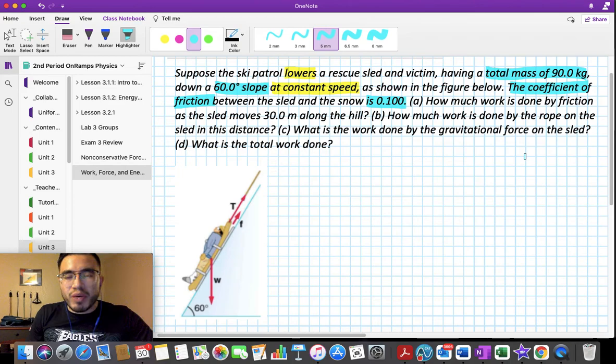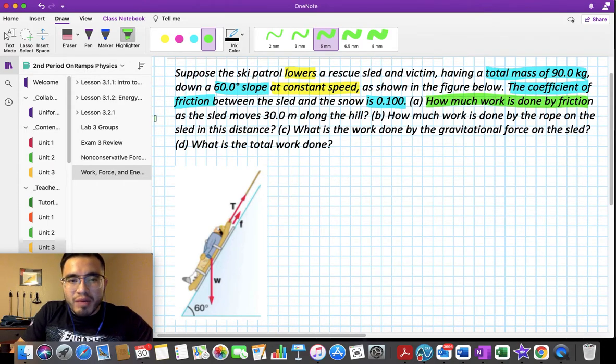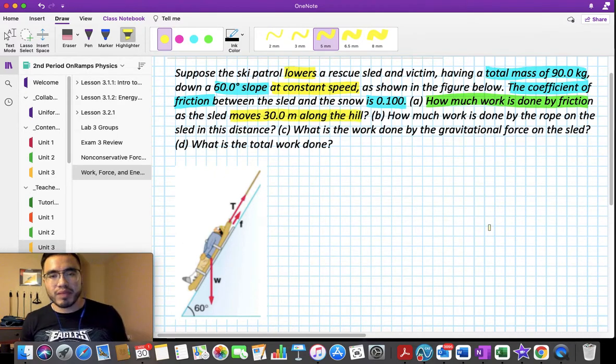And let's start with question 1. Let's use green for that one. How much work is done by friction? And then in this case, the sled moves 30 meters along the hill. Okay, so there it is.